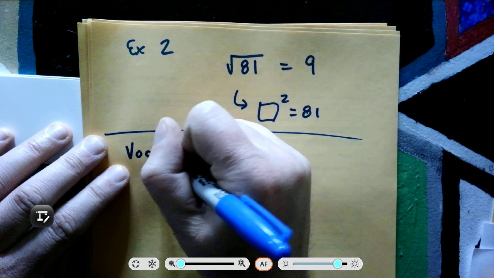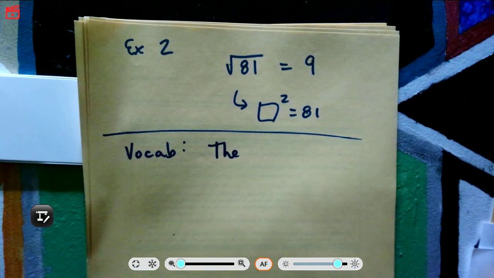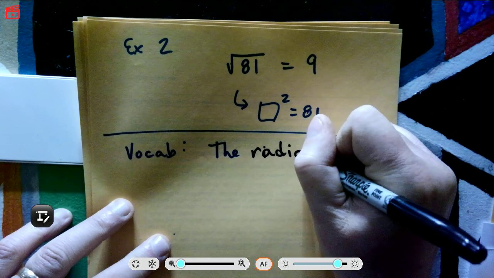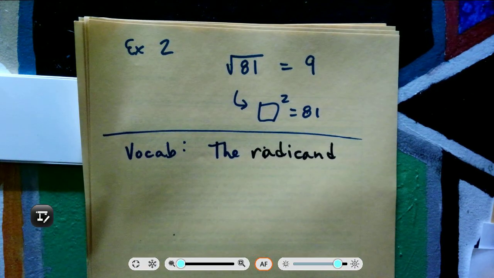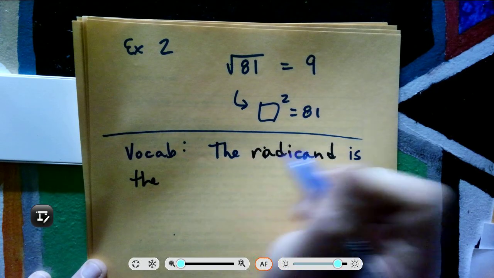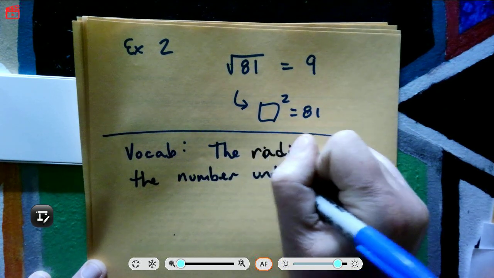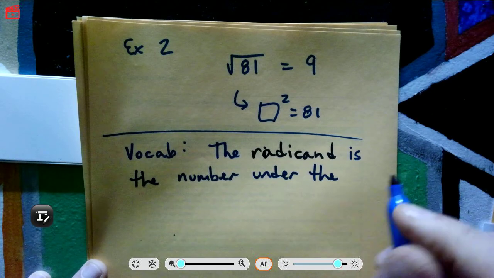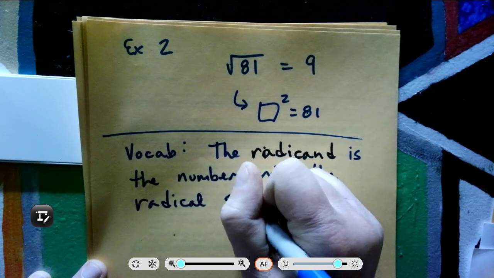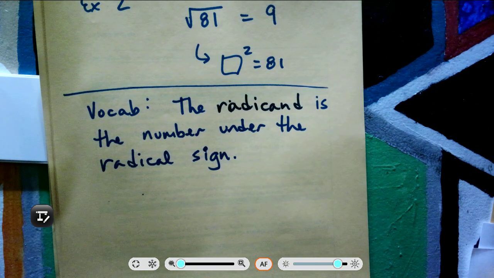But before we go any further, let's talk about another vocabulary term. The radicand. The radicand is the number under the radical sign. So we take the radical of the radicand.